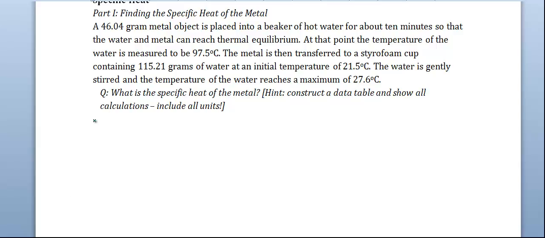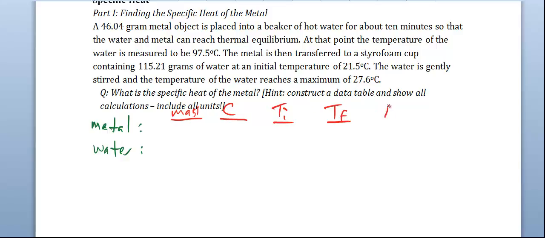So first, to get everything organized, what I would recommend here is to get a data table established. So you've got the metal and you've got the water. Okay, and so we need data for both of these. So we're going to have mass, we've got specific heat, we have the initial temperature, we have the final temperature, and you've got the delta T. Okay, so it's going to be very straightforward.